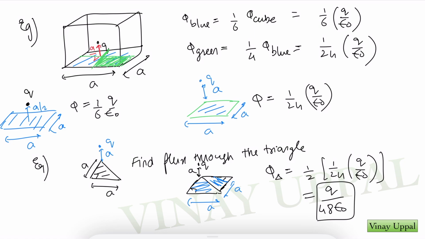The flux through the triangle will be Q by 48 epsilon naught. I hope you've understood how we use symmetry in order to calculate flux. In all such questions, it is almost always the case of looking at the symmetry.